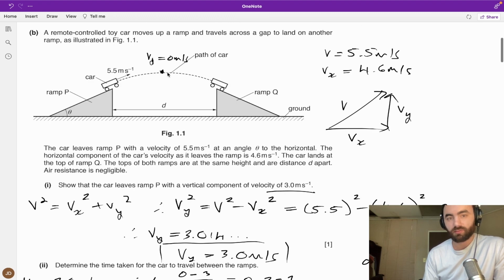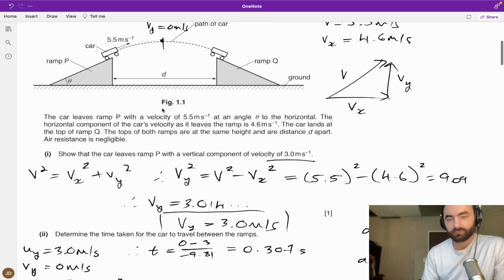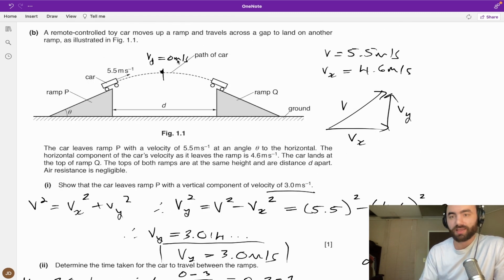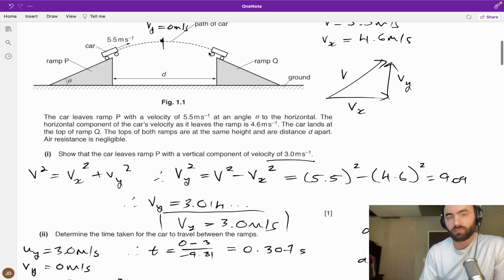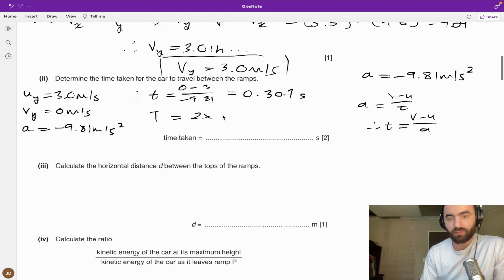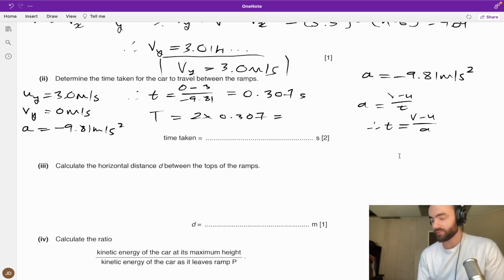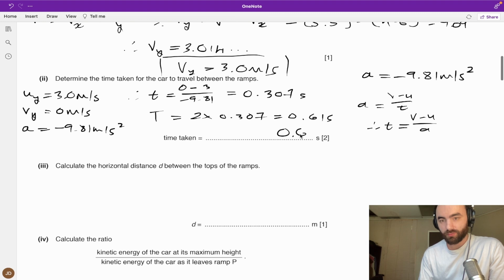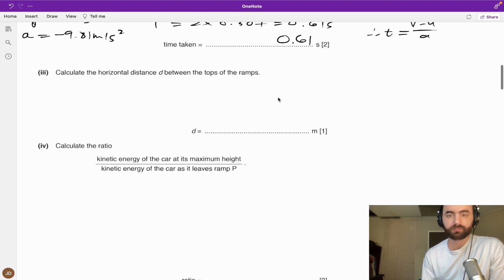That means the time taken to the middle is here, but the time taken from here to here will be the same as here to here, right? The same acceleration is acting upon it. Nothing is changing between these two sections. So the total time taken will be 2 times 0.307. Times by 2 gives us, to 2 significant figures, 0.61 seconds. That's your answer.